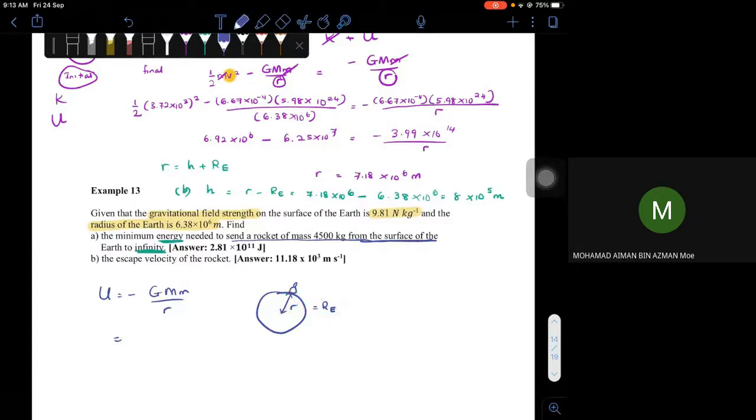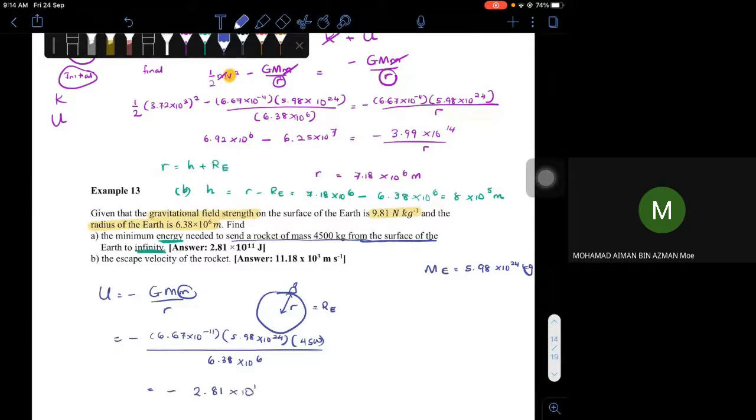Okay, so kita masukkan. Negative 6.67 darab 10 kuasa negative 11. So mass of the Earth tadi adalah 5.98 darab 10 kuasa 24. And then this one is the mass of the rocket which is 4,500. R equivalent to radius of the Earth 6.38 darab 10 kuasa 6. I think your answer you get negative 2.81 darab 10 kuasa 11 joule. Okay. So that is for A.